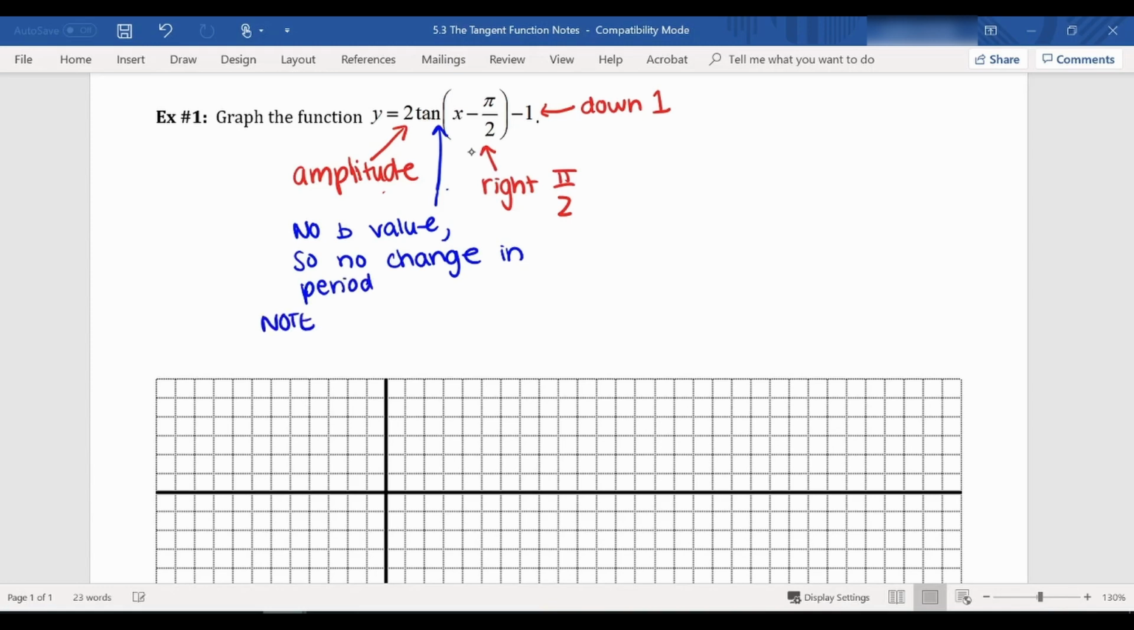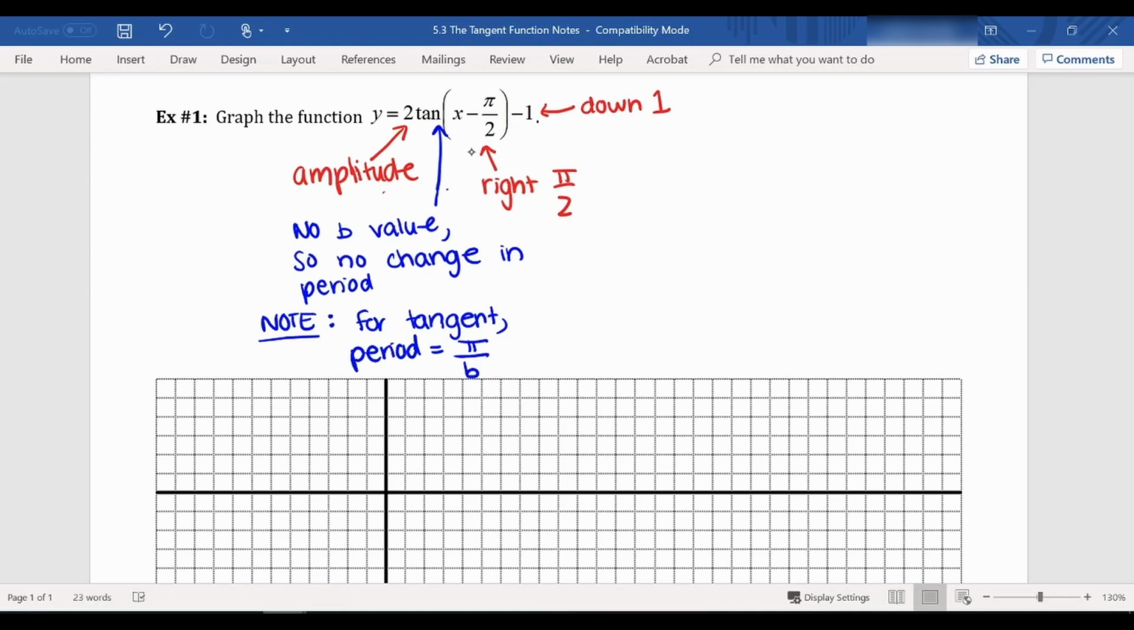So just a note that for tangent, the period is not 2 pi over b, it's pi over b, because our period of the base graph is pi and not 2 pi.